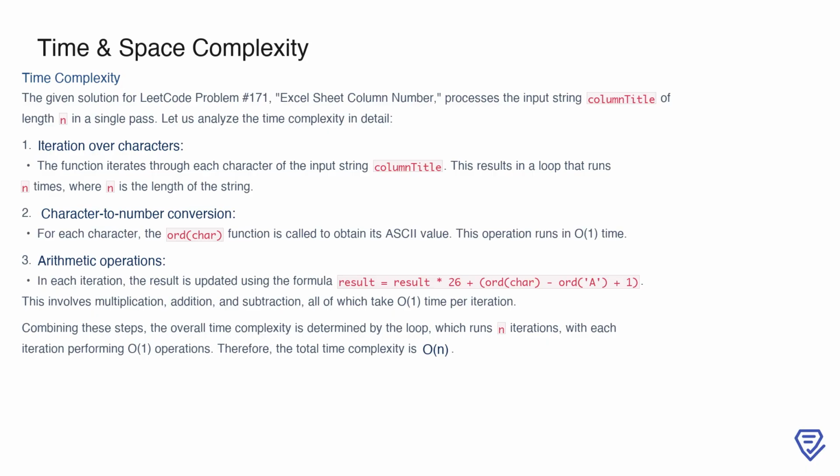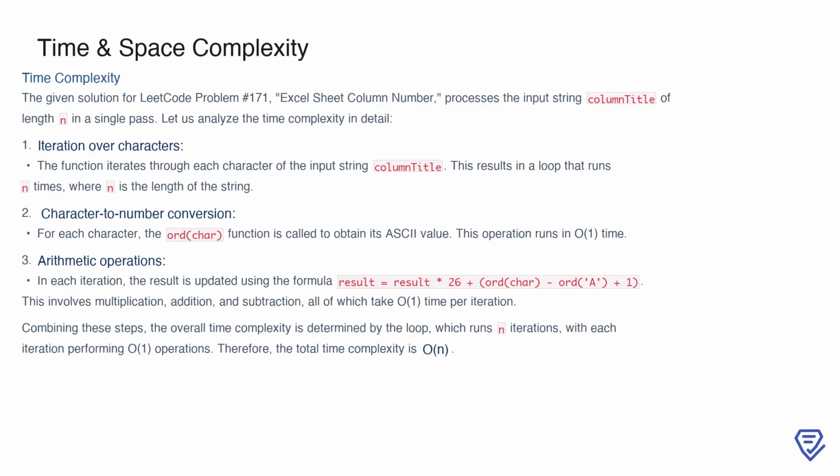To analyze the time complexity of our solution for the Excel sheet column number problem, let's start by breaking down the operations involved. First, the function iterates through each character in the input string column title, which has a length of n. This results in a loop that runs exactly n times. Next, during each iteration, we use the ord(char) function to convert the character into its corresponding ASCII value. This operation is constant time, or O(1).